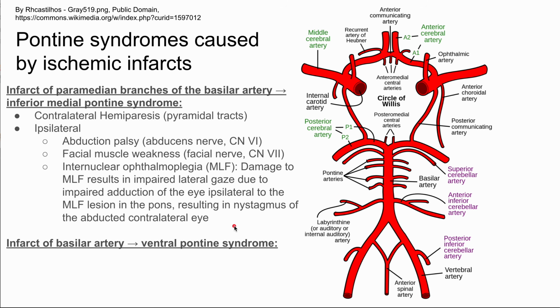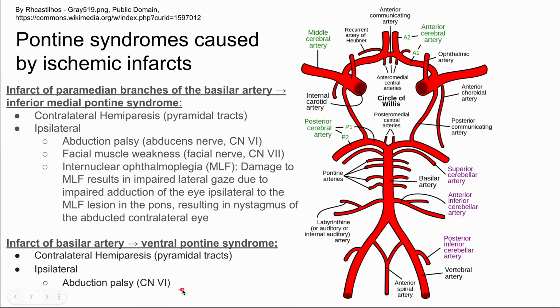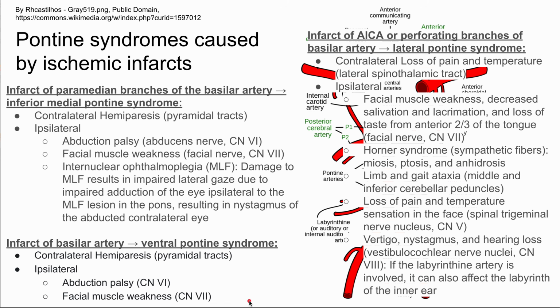Next, infarction of the basilar artery can cause a ventral Pontine syndrome. Contralateral hemiparesis is common here as well. Ipsilateral, you'll have an abduction palsy, again affecting cranial nerve 6, just like we saw up here. And you'll have facial muscle weakness, again affecting cranial nerve 7.